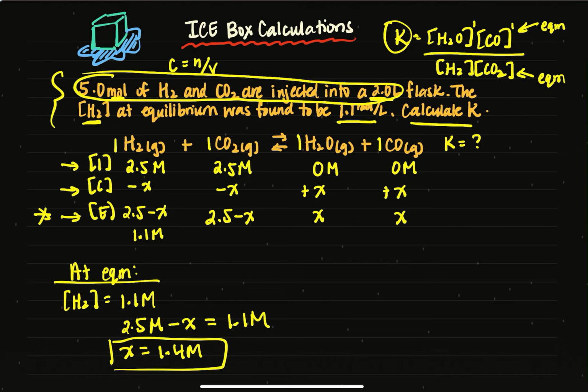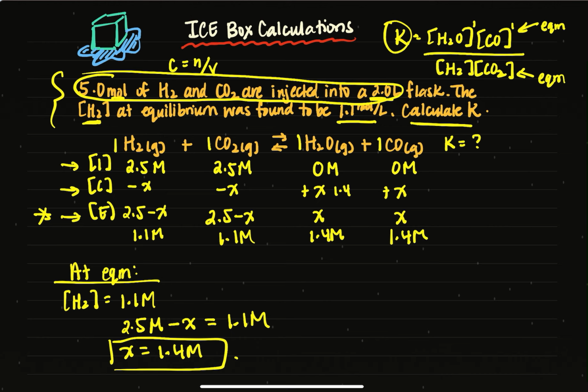That's really helpful because what I can do now is take my X value and plug it back into my ICE box for both the carbon dioxide as well as the water vapor as well as the CO. I can plug my X value back in to figure out all of the rest of my equilibrium concentrations. So X is 1.4. For the carbon dioxide, 2.5 minus 1.4 is also going to equal 1.1 moles per liter. Again, this is a 1-to-1 mole ratio, so that does make sense. And on the product side, it's 0 plus X, so X is just 1.4 M, which means I have 1.4 moles per liter of each product as well.